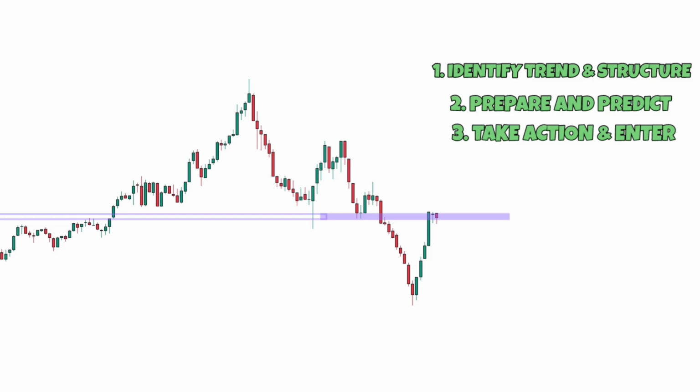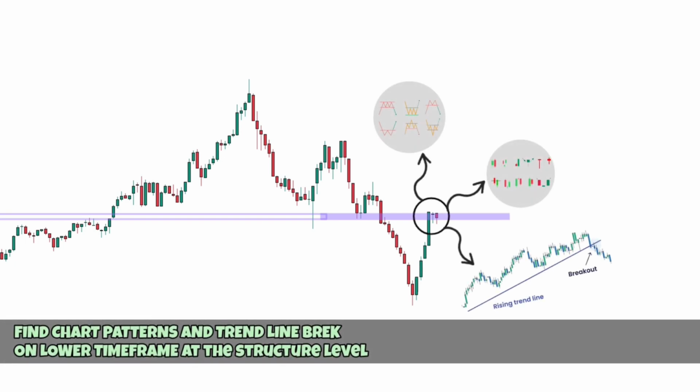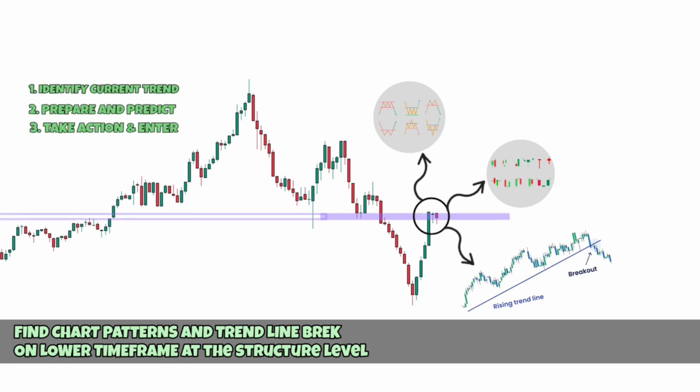Step 3. Take action and enter. Here, we will use multiple price action elements, like candlestick patterns, chart patterns, trend lines, etc. How do we do this? On the lower time frame than the one we used in steps 1 and 2, we use chart patterns or trend line breaks with some candlestick knowledge. Chart patterns like double top, triple top, head and shoulders, double bottom, and many more.